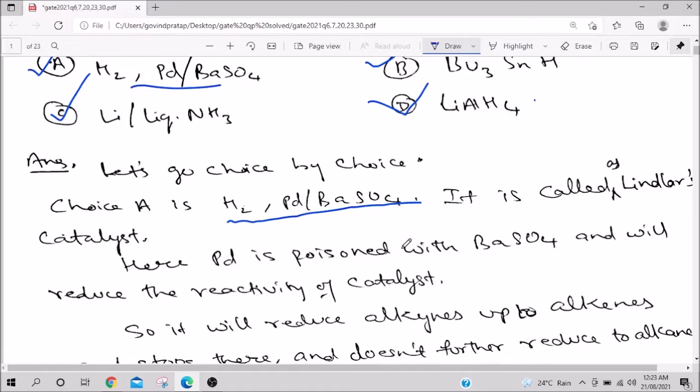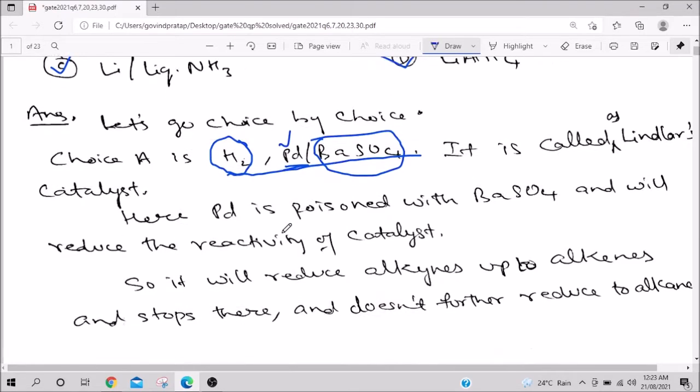This is a very important, very well known catalyst. It is called Lindlar's catalyst. Here we are doing catalytic hydrogenation, where hydrogen sits on the palladium and does the reaction. But we add BaSO4. Why? BaSO4 poisons the surface, so it reduces the activity, and therefore the reaction will go from alkyne up to alkene, but it will not go up to alkane.